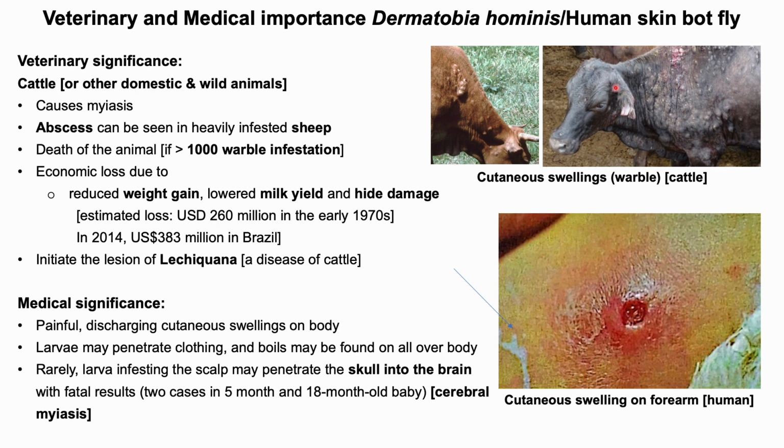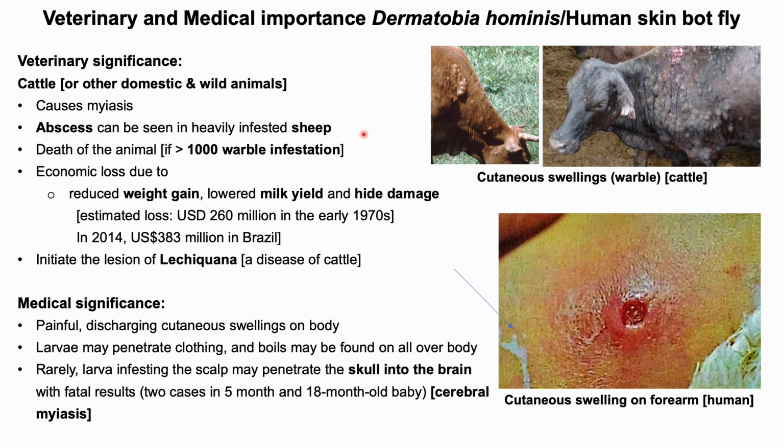Infestation in susceptible animals can exceed 1000 warbles per beast, which can lead to the death of the affected animals. This infestation is particularly important for cattle in terms of economic loss. The loss caused by Dermatobia hominis in the cattle industry was estimated at $60 million in the early 70s. It is due to reduced weight gain, lower milk yield, and hide damage. In Brazil, the total annual loss due to decreased weight gain and hide damage was $383 million in 2014.